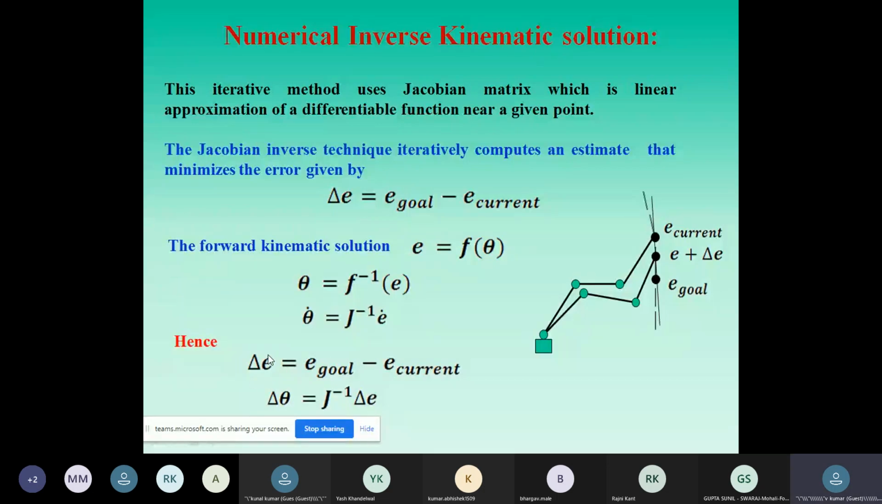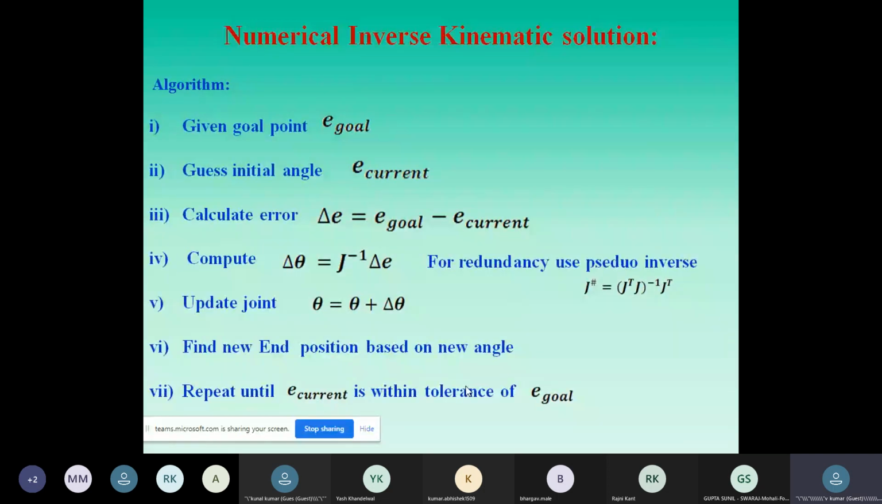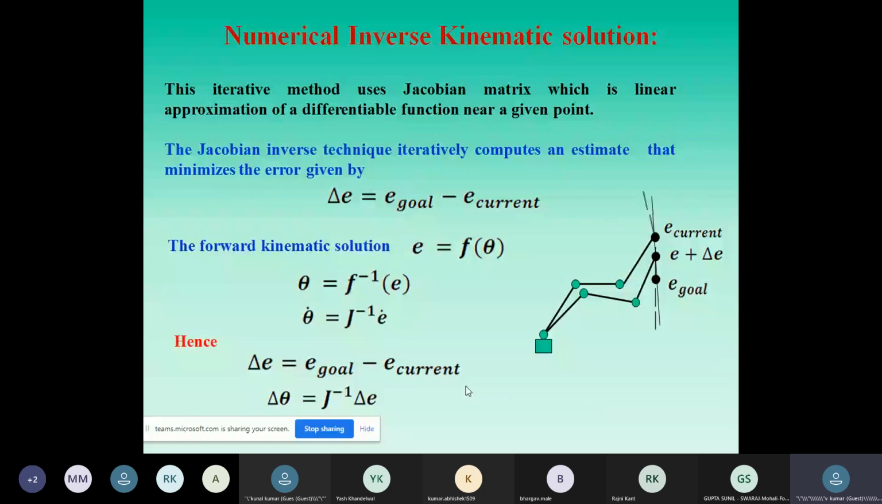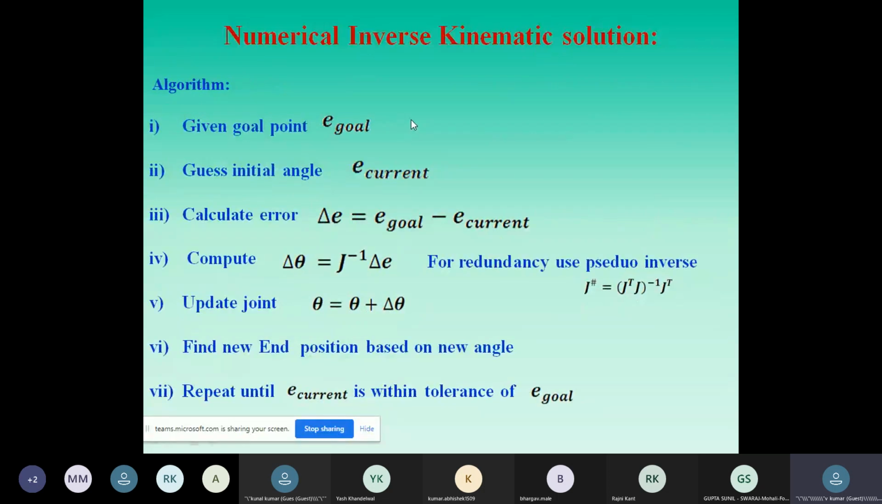And for the Jacobian matrix, if del theta is very small, theta dot we can write as del theta, so del theta is equal to J inverse del E. So the algorithm can be given as: first, the initial goal point. We know the goal point because we have to find the inverse kinematics.